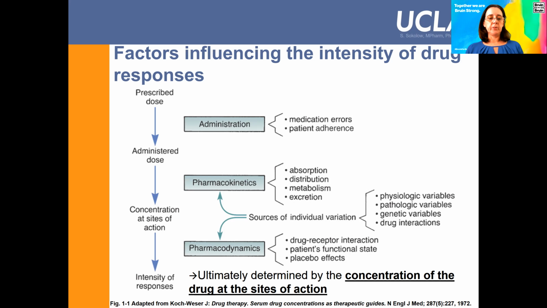Those parameters are the ones that ultimately determine the intensity of the drug response. This intensity is determined by the concentration of the drug at the site of action. If a drug is metabolized faster because of some pathophysiologic condition, then you're going to have less concentration at the site of action, or vice versa.